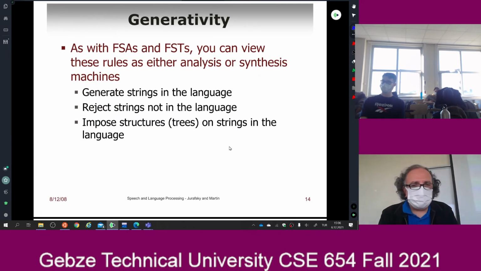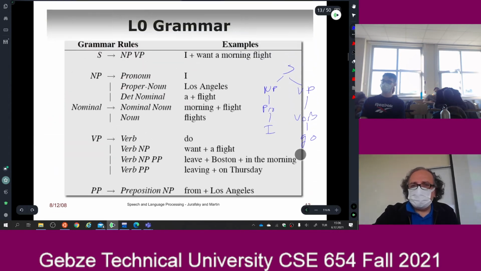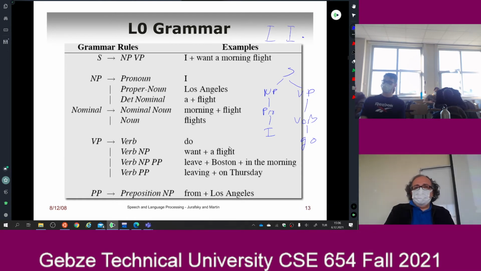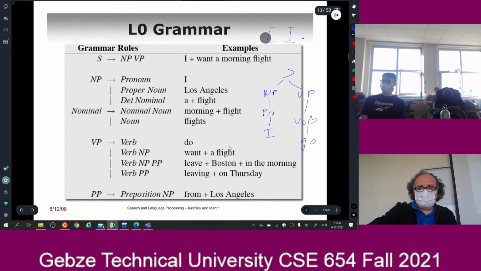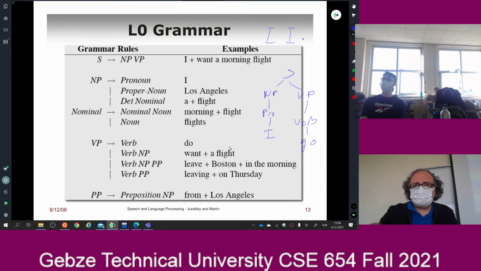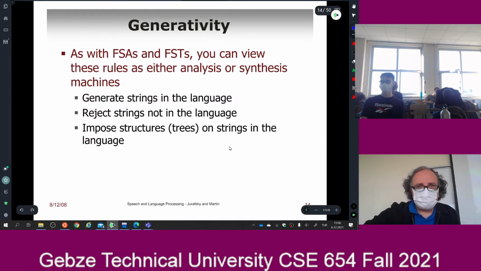Also, I can use it to reject strings that are not in the language. For example, it is not possible to parse the sentence "I." Because for the S to happen, it has to be noun phrase and verb phrase. I can make a noun phrase on the left side, but on the right side there is no verb phrase, so I cannot parse this sentence with this grammar. I am going to reject this sentence and say that this is not in English.